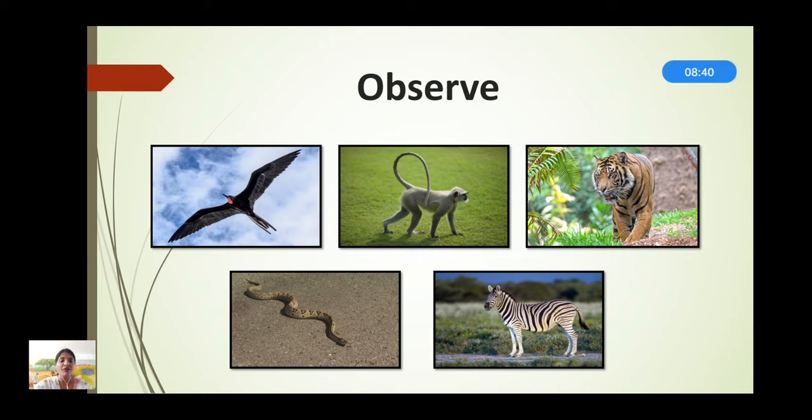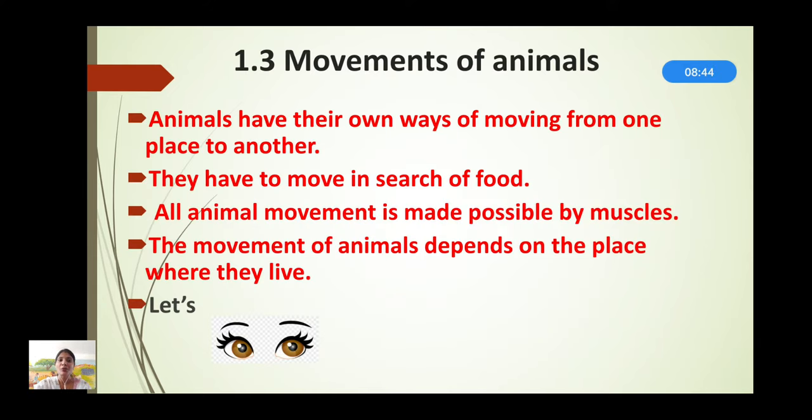Zebra, lion, they walk and they move around. So, animals have their own ways of moving from one place to another. They have to move in search of food. Now, when you are hungry, what do you do? You tell mama, I am hungry, give me something to eat, and it comes directly in front of you, isn't it? But nobody is going to feed these animals everything ready-made. So, they have to move from one place to another in search of food.